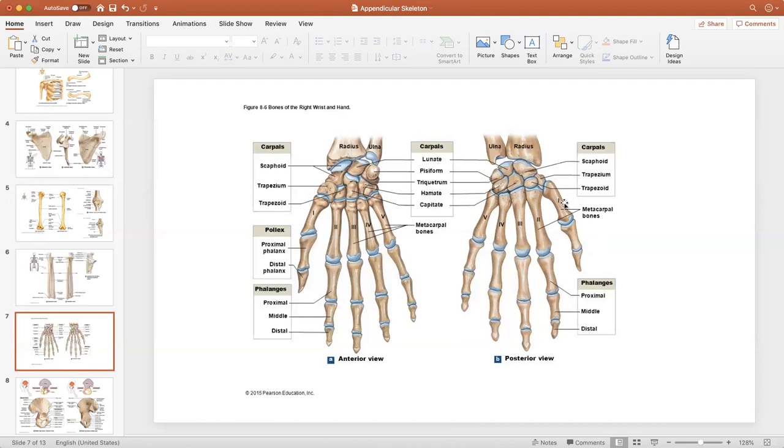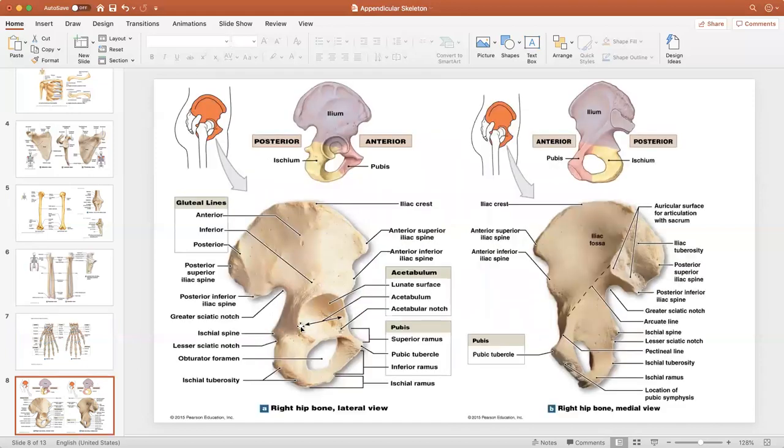Then metacarpals here, they're numbered, starting with the thumb. Okay, thumb is 1. Okay, 1, 2, 3, 4, 5. All right, then we have the phalanges, proximal, middle, and distal phalanx, except for the thumb, we have the proximal and distal. All right, lower extremity, we have the pelvic girdle here.